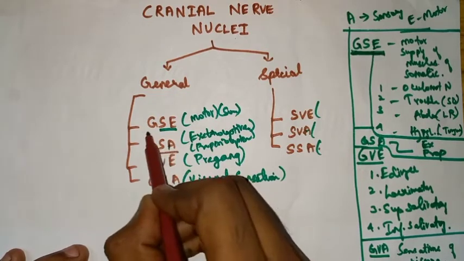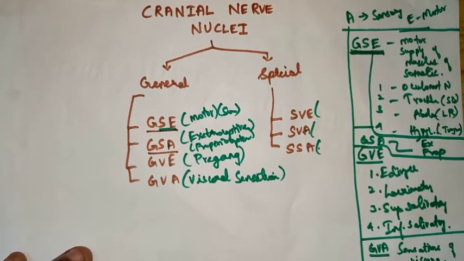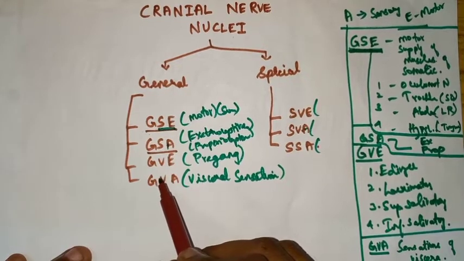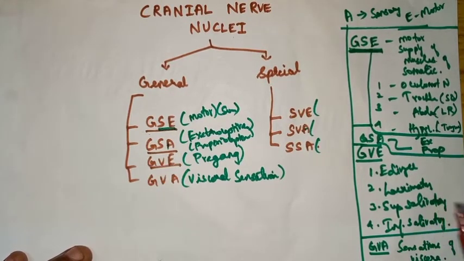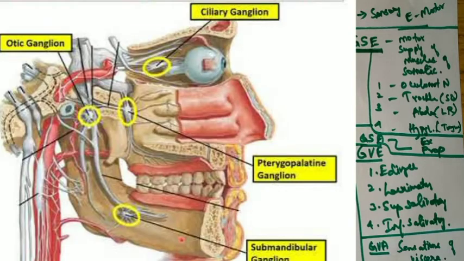So GSA is over and GSE is also over. The third thing which comes here is GVE, or general visceral efferent. General visceral efferent is a very important thing because it gives the preganglionic fibers of the ganglions of the head and neck. We have 4 nuclei which have this component: the Edinger-Westphal nucleus, the lacrimatory nucleus, the superior salivatory nucleus, and the inferior salivatory nucleus.